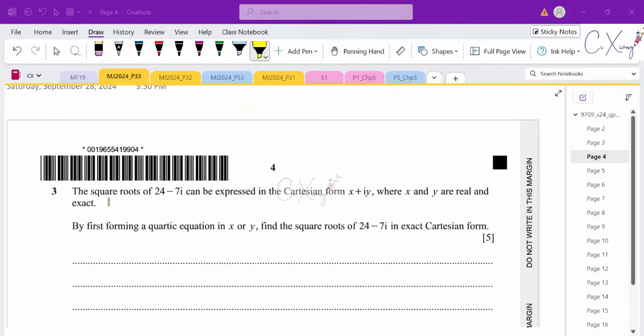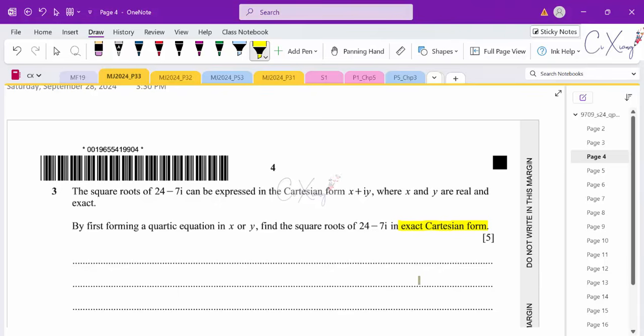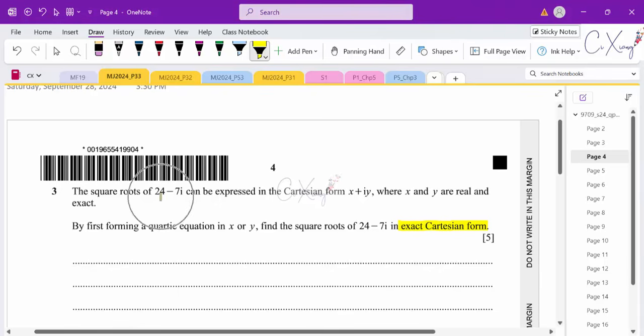Question number 3, the square root of this complex number can be expressed in the Cartesian form of x plus iy, where x and y are real and exact. So by first forming a quadratic equation in x or y, find the square root of this in exact Cartesian form. Okay, please highlight the keyword exact Cartesian form again. Exact also tells you that your final answer must be in surd form, pi form, or exponential form. Okay, so to find the square root of any complex number, the answer is still a complex number, which means your final answer should look something like x plus yi.